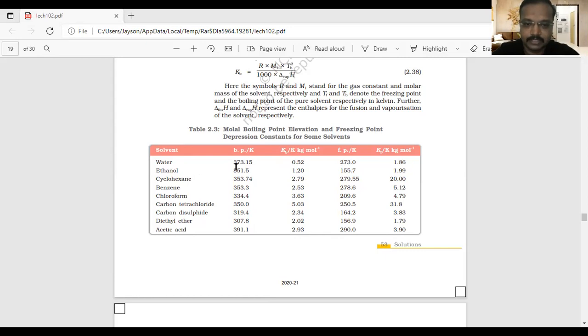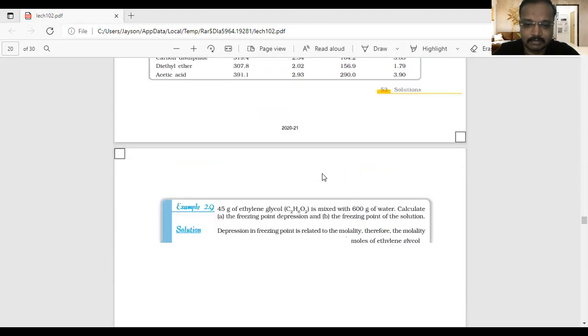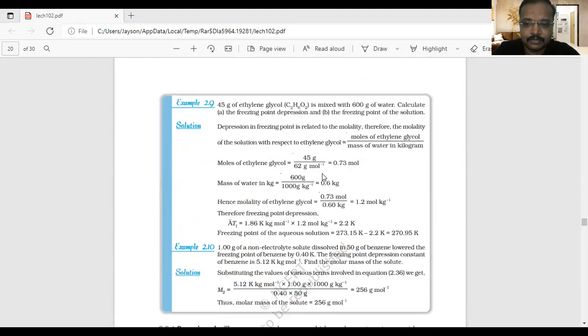Water boiling point is 373.15 and freezing point is given as 273.0. So these values you can use for the calculations. No need to learn by heart. In the exams, at least for water you must remember 373.15 and 273, boiling point and freezing point. The rest you can leave, because along with the questions, in brackets, this will be given. Okay. So we will go into the first question, example 2.9. Did you take the textbook?